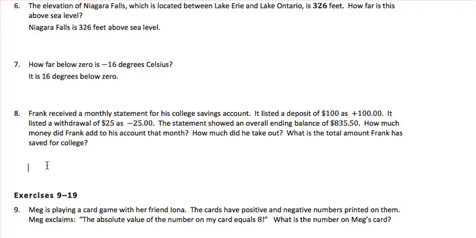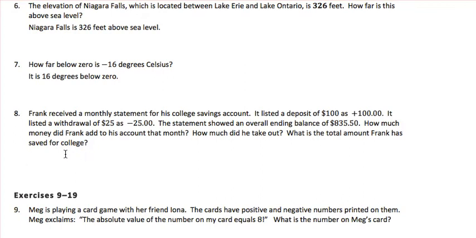And in exercise 8, Frank received a monthly statement on his college savings account. It listed the deposit of 100 as plus 100, and it listed a withdrawal of 25 as -25. The statement showed an overall ending balance of $835.50. How much money did Frank add to his account that month? How much did he take out, and what is the total amount Frank has saved for college?